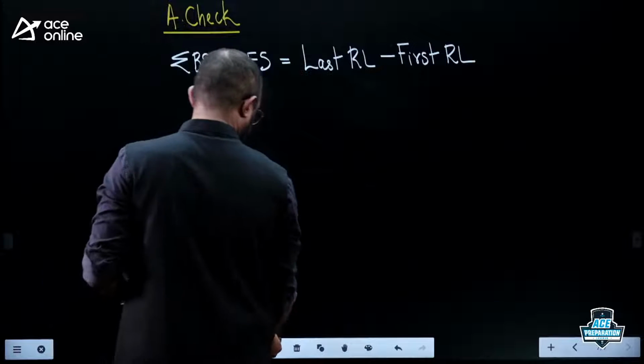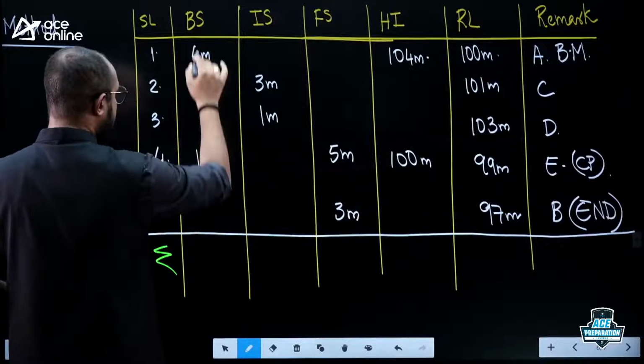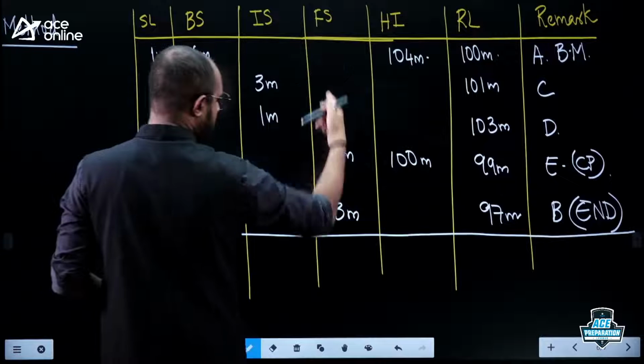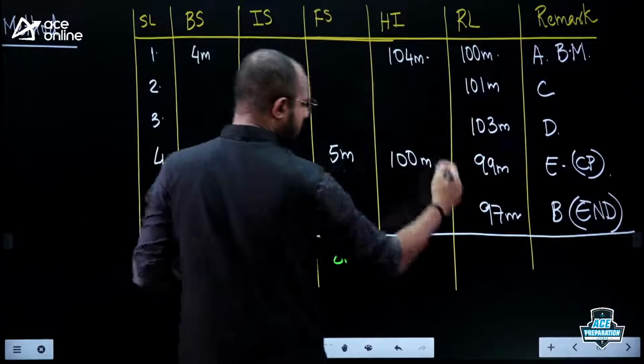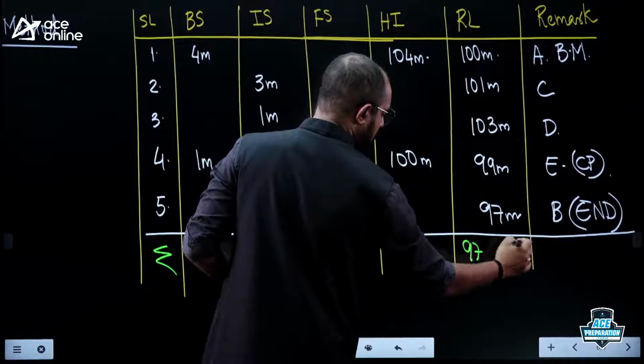Let us do that summation here. What is the summation of all backsights? 4 plus 1 is nothing but 5 meters. What is the summation of all foresights? 5 plus 3 is nothing but 8 meters. What is the last reduced level here? 97. What is the first reduced level? 100.